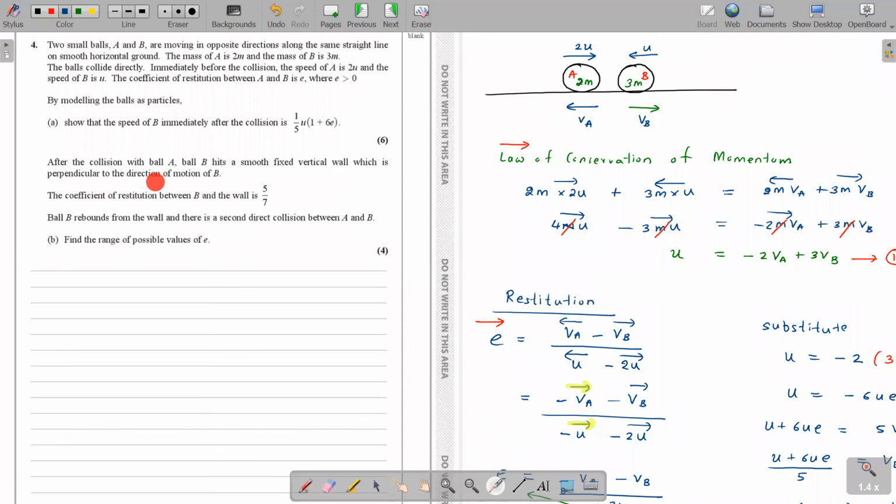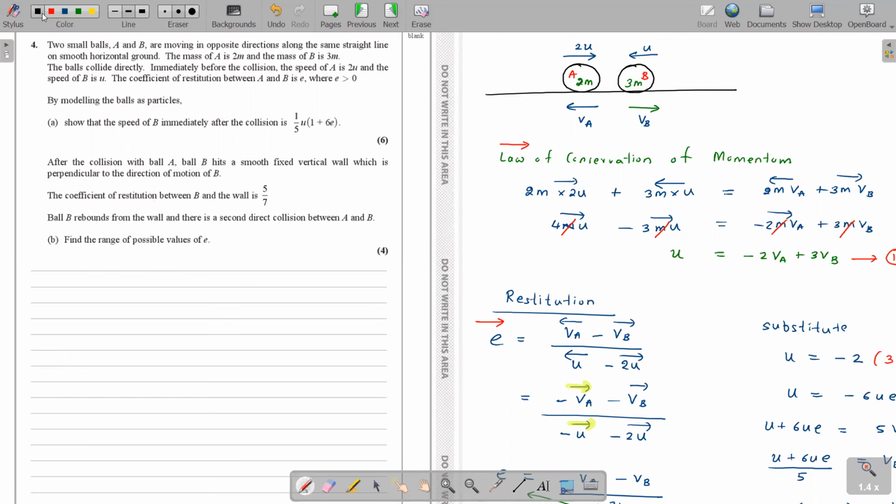Okay, after the collision with ball A, ball B hits a smooth vertical wall which is perpendicular to the direction of motion of B. The coefficient of restitution between B and the wall is 5 over 7. Ball B rebounds from the wall and there is a second direct collision between A and B. Find the range of possible values of E.